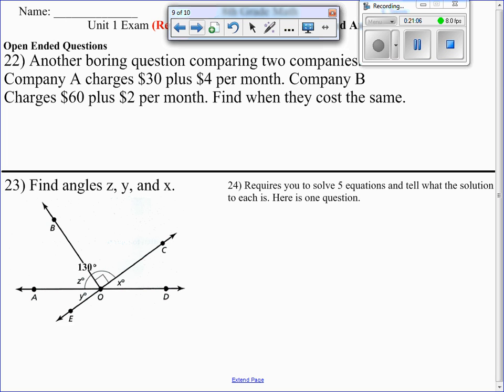Number 22. Another boring question comparing two companies. Get it? Because you guys have been doing this, and if you tell me you still don't know how to do it, then keep doing them.